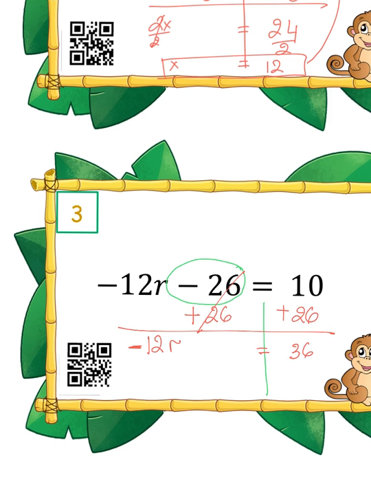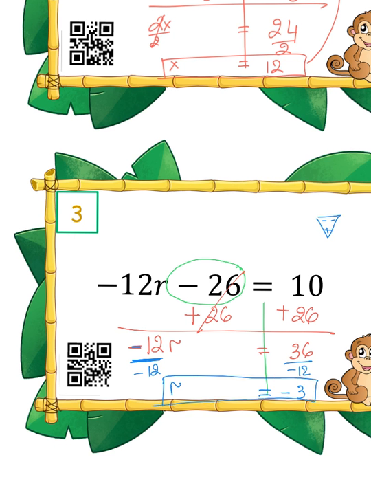So the inverse of this multiplication will be division. But make sure you divide by negative 12 on both sides. If you just divide by 12, you still have the negative. But if you divide by the negative number, you're going to get rid of the negative 12. And you have r equals negative 3. Positive divided by a negative, your answer is negative. So negative 3 is my answer.